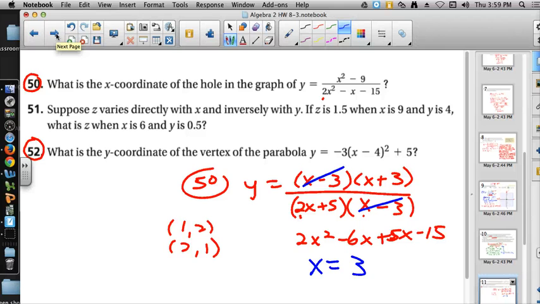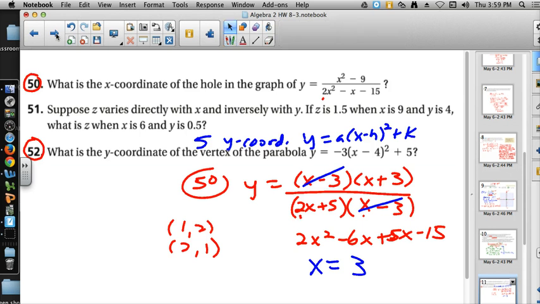Then number 52 says, what is the y-coordinate of the vertex of this parabola? You have to remember our form, which was y equals a times the quantity x minus h squared plus k. And the vertex is (h, k). So then k, our 5, is going to be the y-coordinate. So 5 is the y-coordinate of the vertex. So it would be 4, 5, and 5 is the one they wanted. They just wanted that coordinate, just the y.